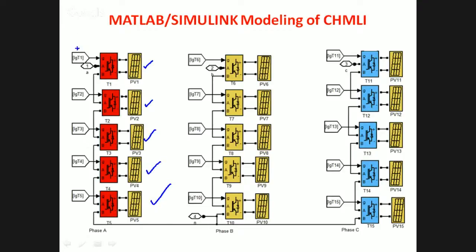For these, what do I have to give as input? The firing angles, is it? So this will be my alpha 1. This will be my alpha 2. Similarly, these are my different alpha values, alpha 3, alpha 4 and alpha 5. Is it clear? When we do it you will understand.